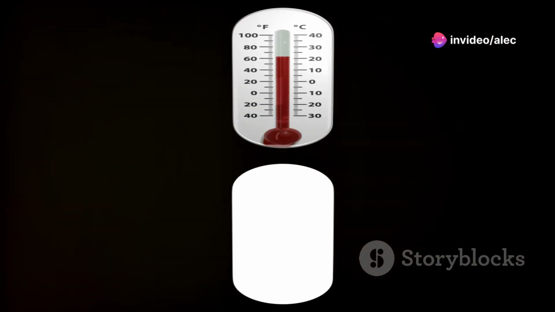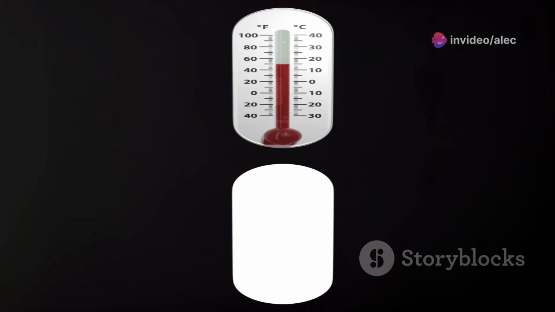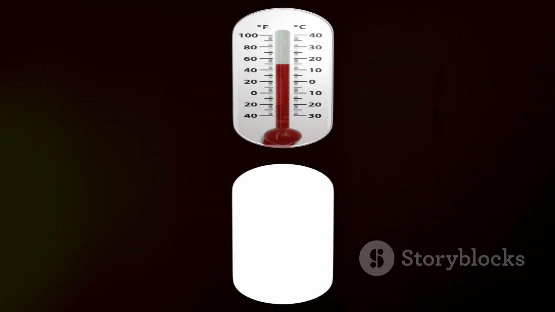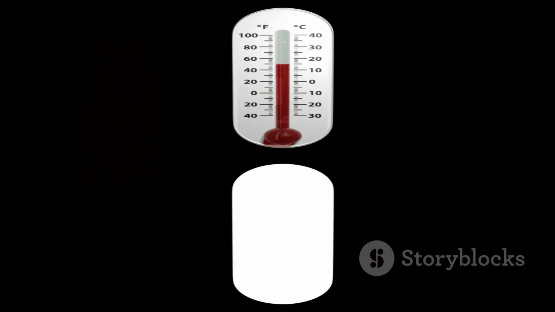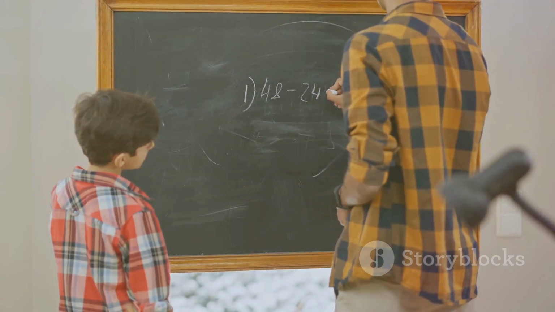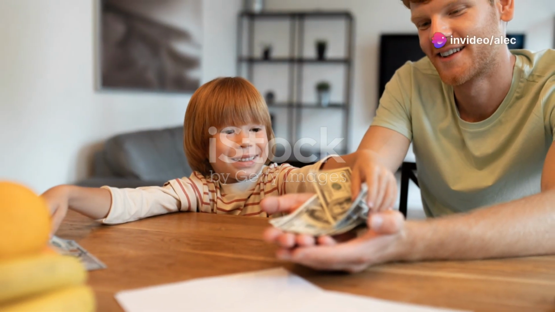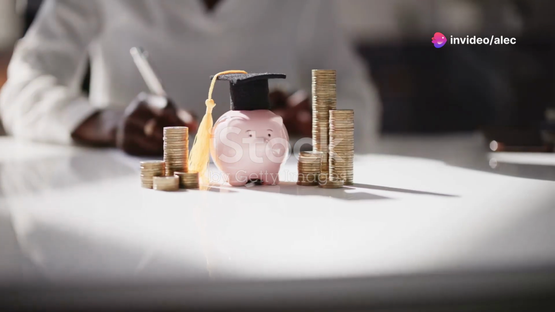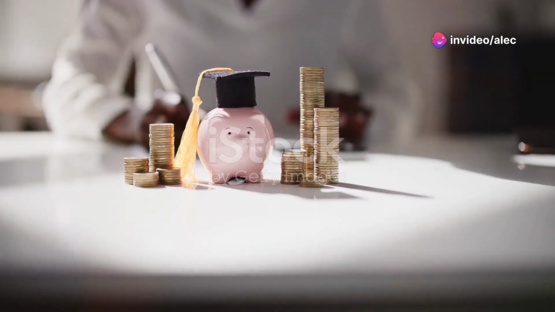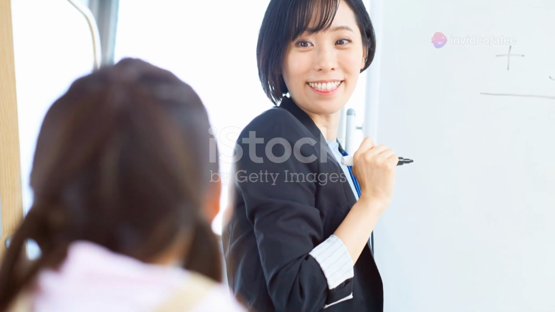Answers and explanations. Ice cream calculation. Starting at -5 degrees, an increase of 8 degrees brings us to 3 degrees. -5 plus 8 equals 3. Money matters. You start with -$7. Earning $10 changes your total to $3. -7 plus 10 equals 3.